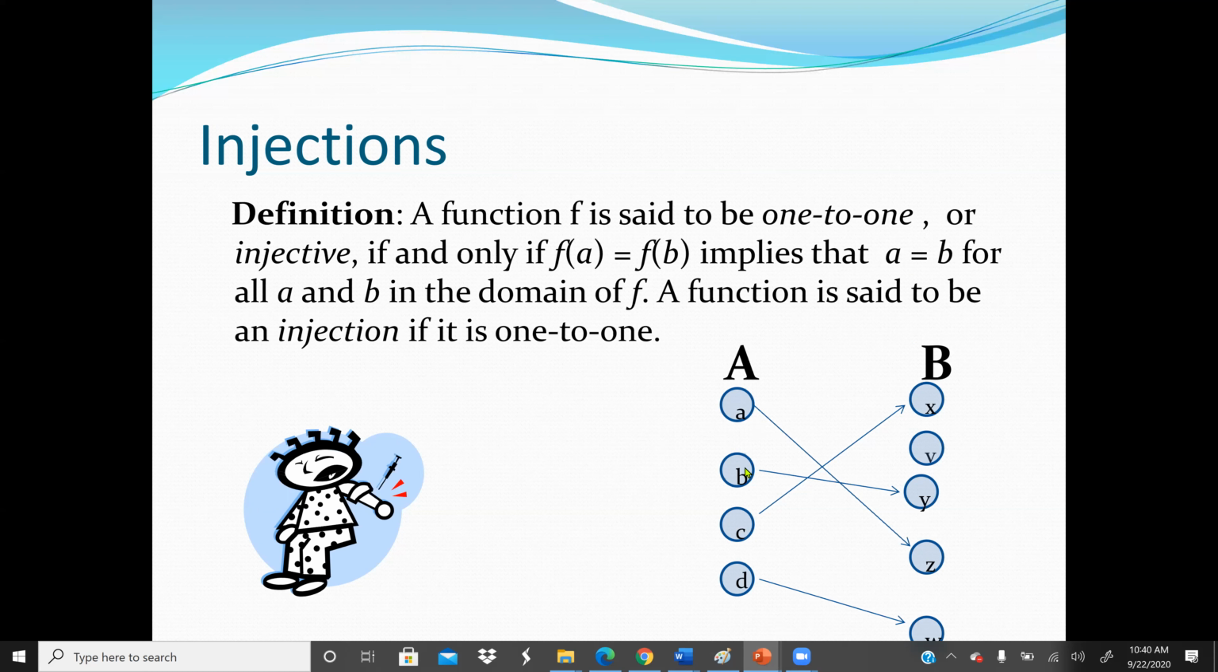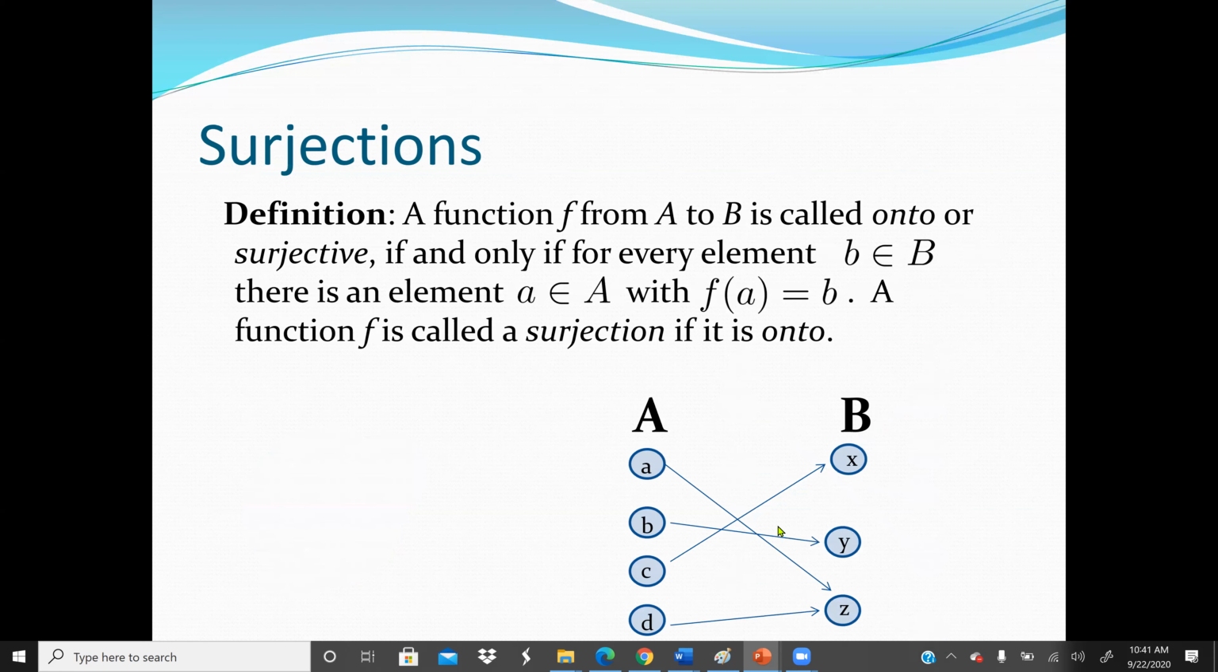So we have A, B, C, D. We can see that they generate X, then Y, then Z, and W. So surjection will be onto. A function F from A to B is called onto or surjective if and only if for every element B there is an element A that belongs to the set A, with F at A equal to B.